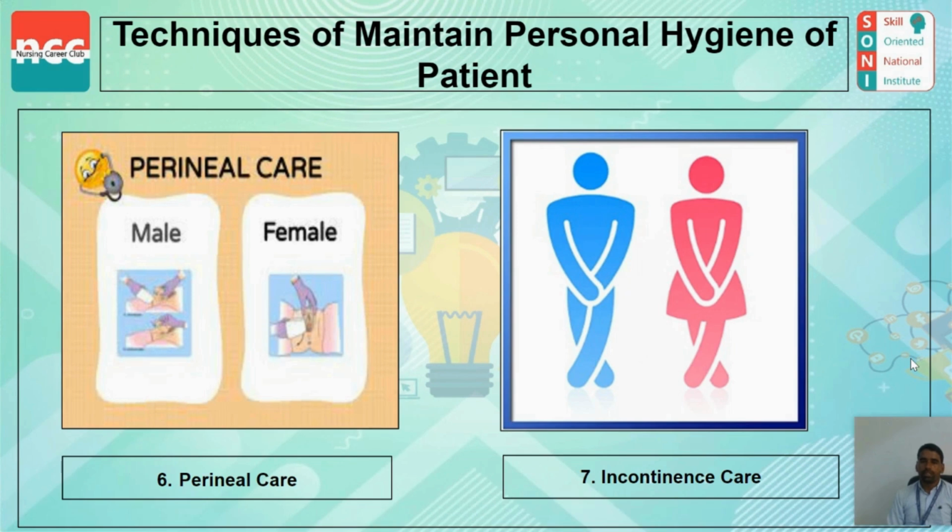Seventh one is incontinence care. Incontinence care means that we should empty our bladder from time to time, because there shouldn't be a storage of urine in our bladder. It may be harmful for our body. So we can focus on these things.